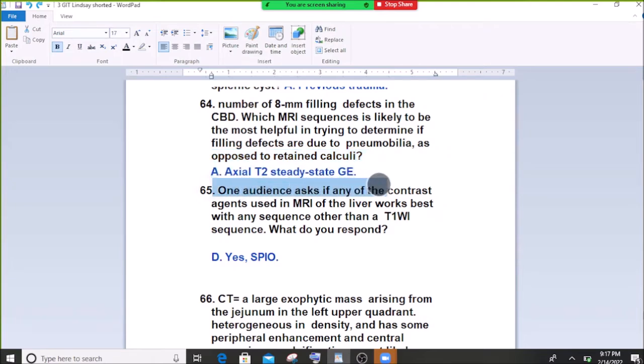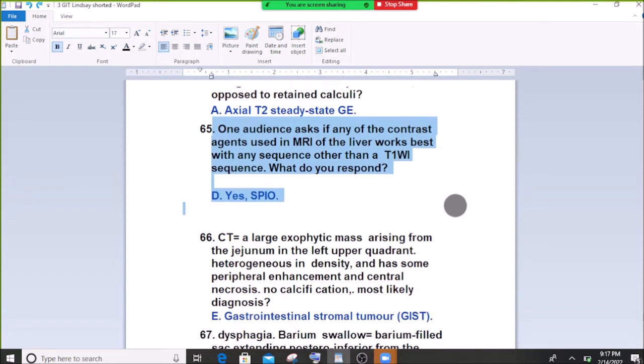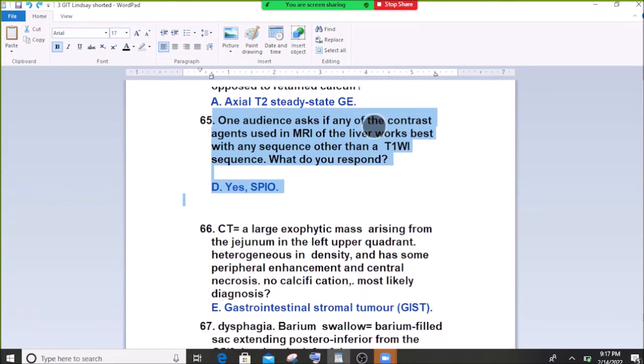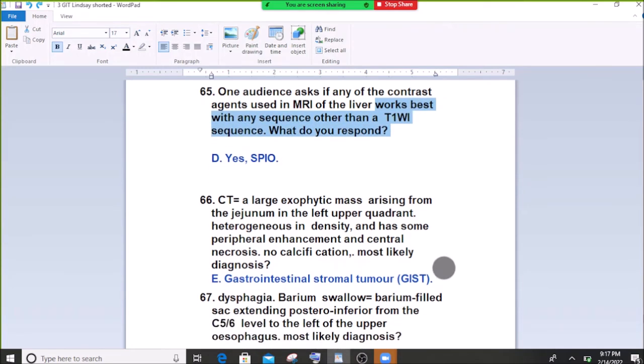65. One audience asked if any of the contrast agents used for MRI of the liver work best with any sequence other than T1W sequence. What do you respond? Yes, SPIO. SPIO contrast agents work best with any sequence other than T1WI.